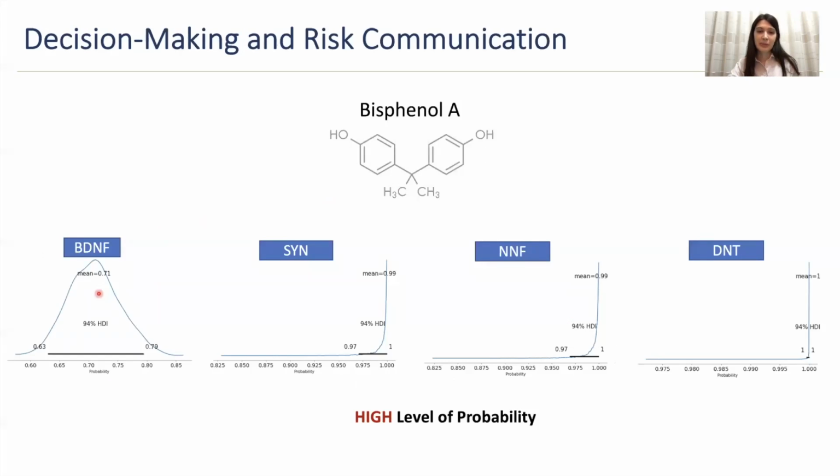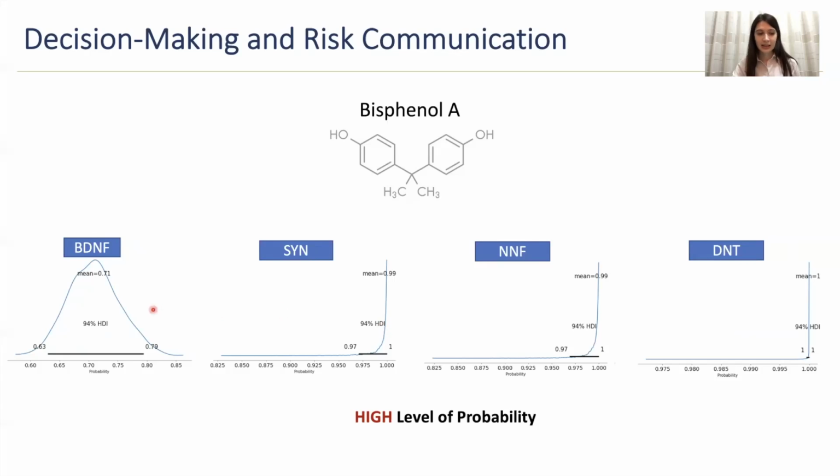Another kind of information that such a model can provide, especially useful in terms of decision making, but also to communicate the risk associated with a compound, is to look at the probabilities that have been computed for each compound independently, and especially to understand how it follows that biological path. In our case, the reduction of this brain-derived neurotrophic factor leads to the other two key events at cellular level with the adverse outcome of DNT.